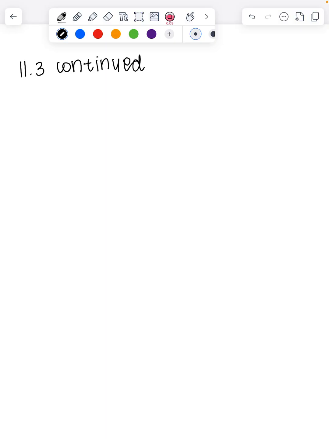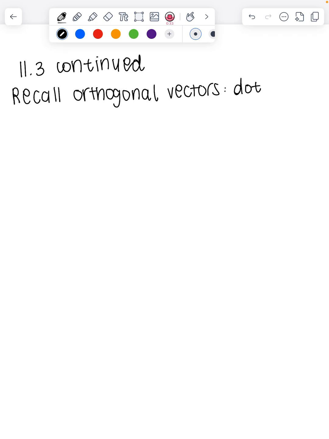And yesterday we finished with cross product. So today what I want to remember, which we also talked about yesterday, but this is going to be really important for today. Recall that orthogonal vectors, their dot product is equal to 0.